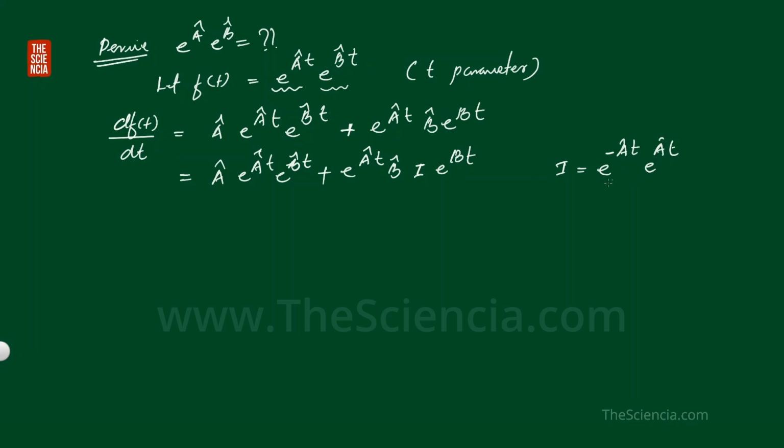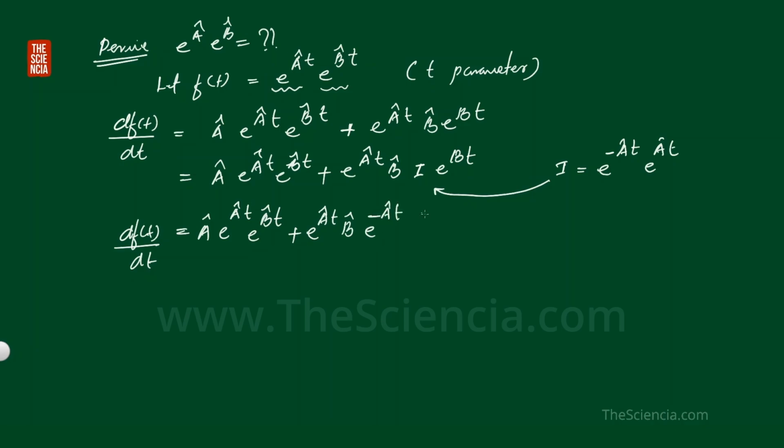So these operators cancel each other, and we get the value 1, that is the identity. So I can substitute this I here. That is, df(t)/dt is equal to A e^(At) e^(Bt) plus e^(At) B I, where I is e^(-At) e^(At) times e^(Bt).